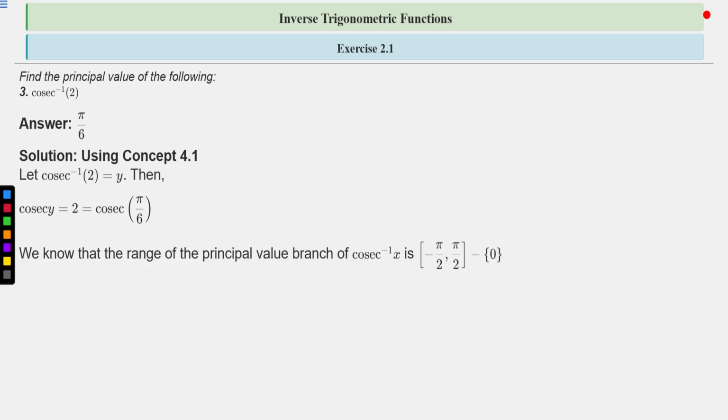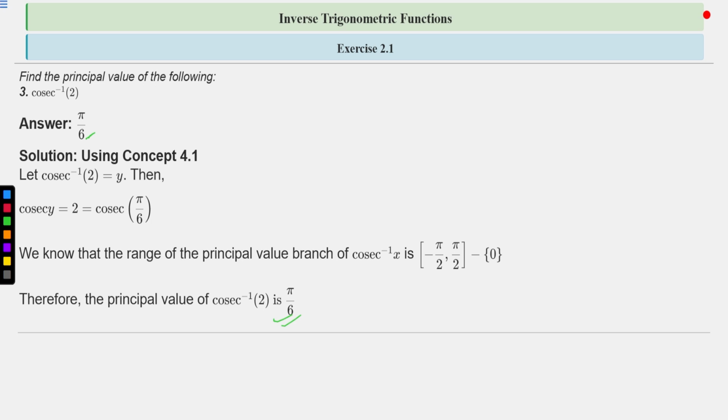Now we know that the range of the principal value branch of cosec inverse x is minus pi by 2 to pi by 2, except 0. Why except 0? Because cosec inverse 0 will not be defined. Cosec theta is 1 by sine theta, so if it were 0, then 1 by 0 would not be defined, right? Therefore the principal value of cosec inverse 2 is pi by 6. Pi by 6 will be the right answer.